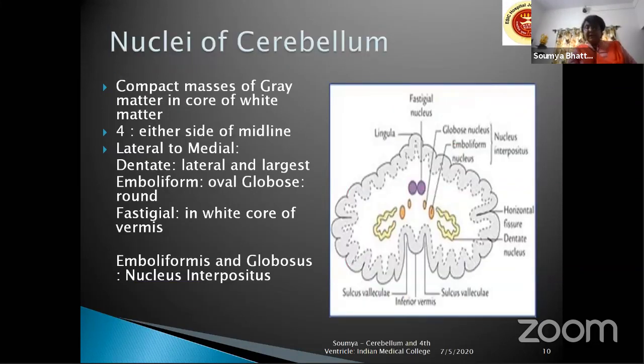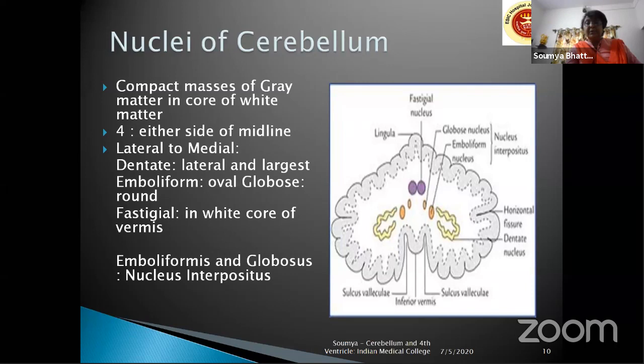Coming to the nuclei of the cerebellum. In this diagram, you can see the cerebellum has compact masses of gray matter in the core of white matter. So you can see peripherally gray matter, you can see the white matter, and you can see one crenated nucleus. Then there are 2 other nuclei.